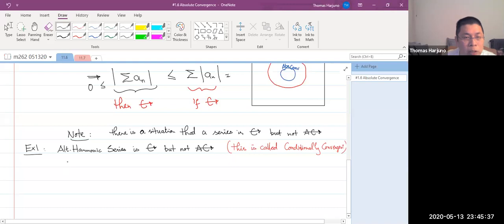The alternating harmonic series is the sum from n equals 1 to infinity of (-1)^(n-1) times 1 over n. I hope you still remember that. We have shown that this is convergent, in section 11.5.